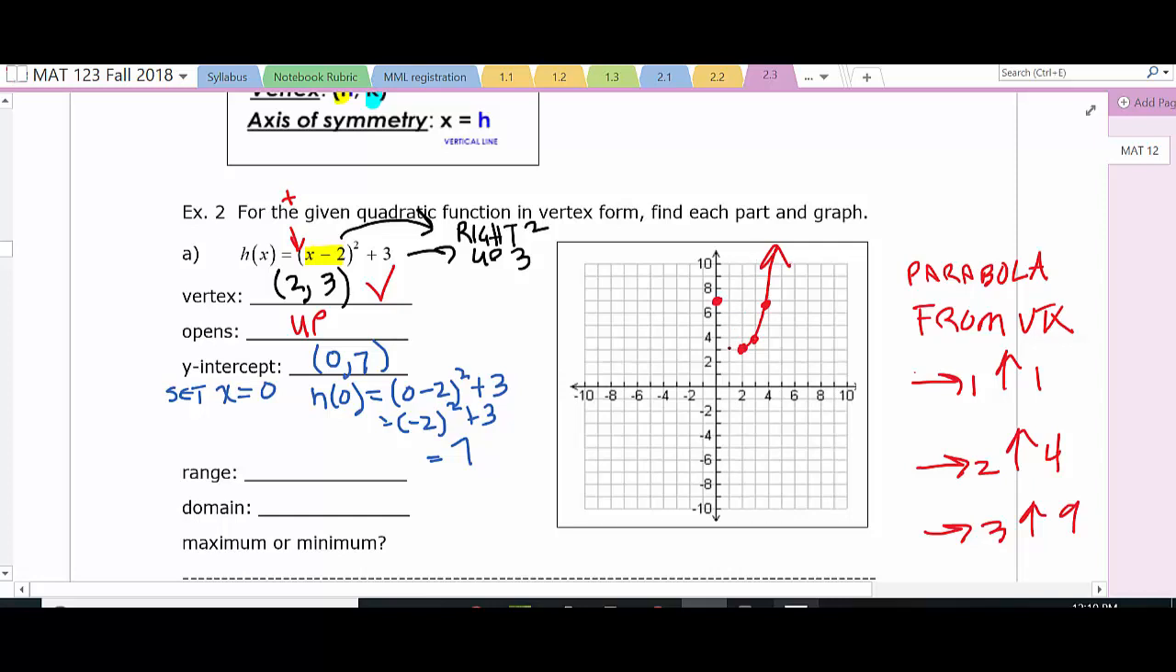Go left 1, up 1. Back to the vertex, left 2, up 1, 2, 3, 4. And you got a parabola.